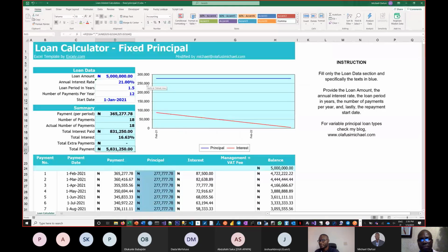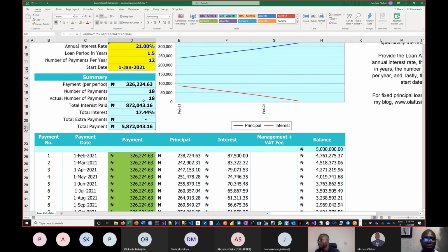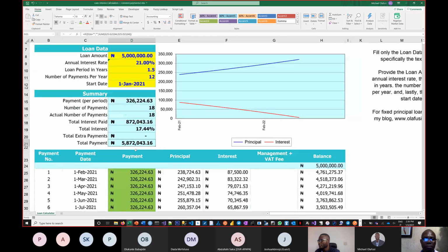Now let's go check for the other one. So for the other one, see, it is 5,872,000. There's a difference. And which one do you think is leading you to pay more? So let's go check. I think this one leads you to pay more because this is 831, this is 874. So there is like a 40 something thousand naira difference. Okay, so this is higher.